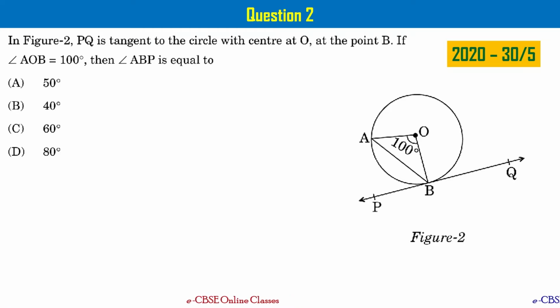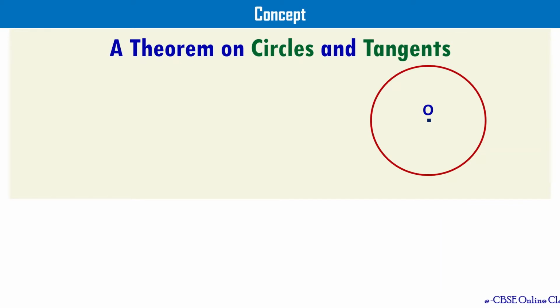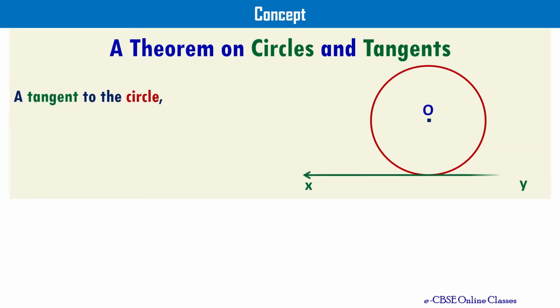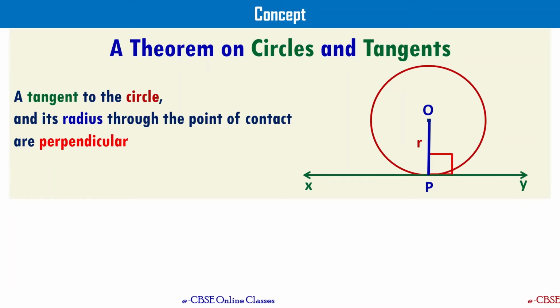Prior to attempting this problem, I would like you to quickly take a look at the concept related to this problem. That is, a theorem on circles and tangents states that a tangent to the circle and its radius through the point of contact are perpendicular. Please take a note of this. Here, angle OPY is 90 degrees.